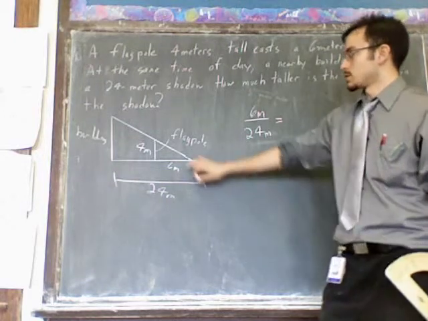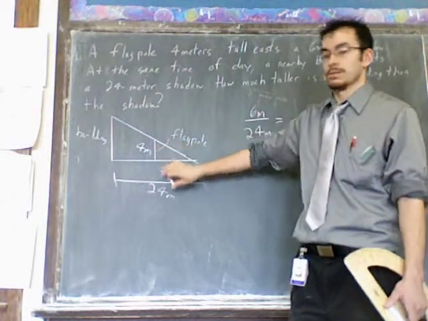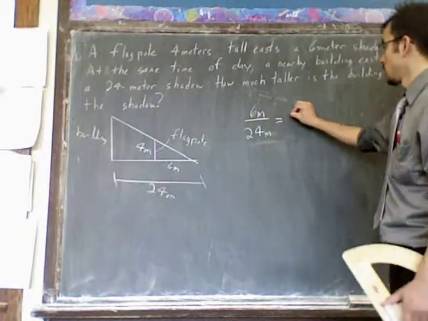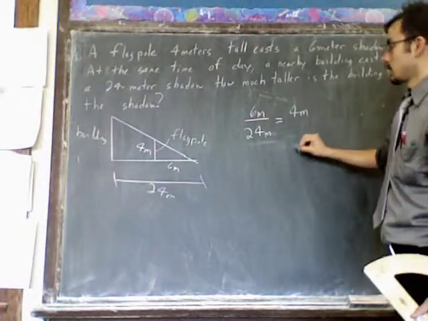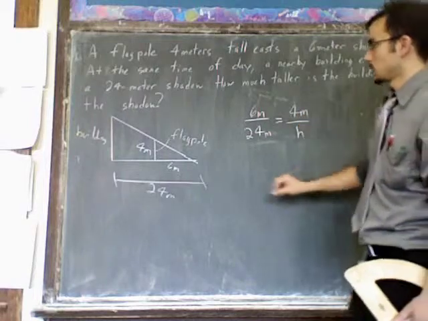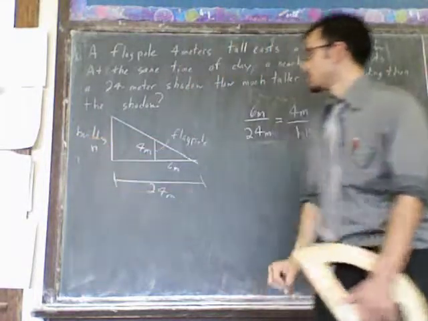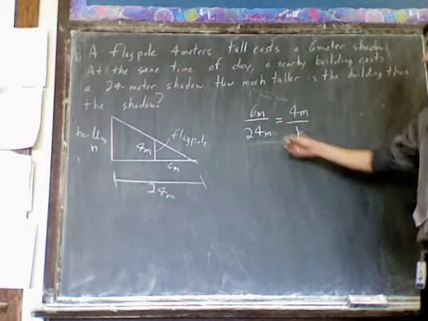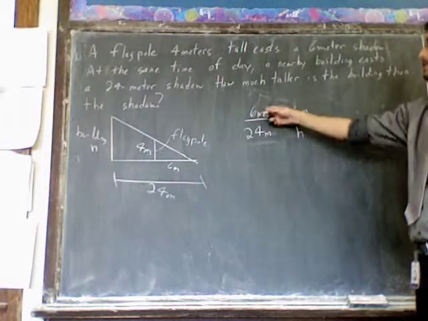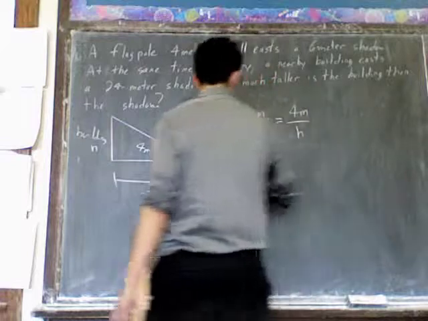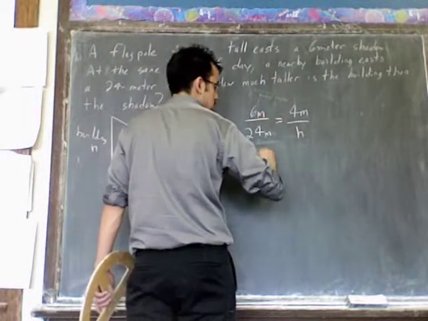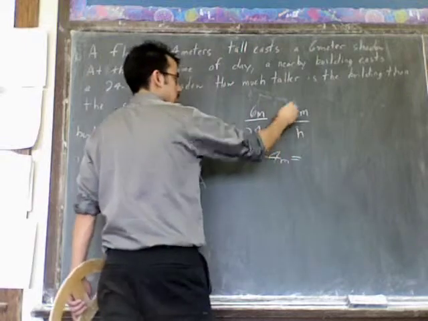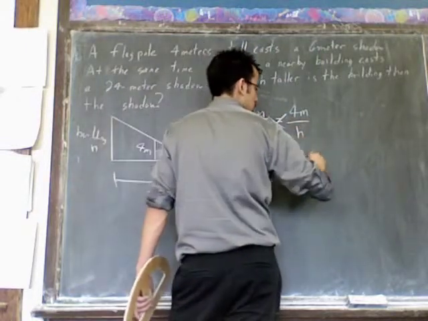And since we picked from this triangle first, we'll take another measurement from the small triangle. 4 meters should be related to the building's height. And since I don't know the building's height, I'm going to call it h. I'll put an h here. And once we've done that, we can cross multiply. And this will be easy to solve. 24 meters times 4 meters equals 6 meters times h. So let's write that out. 24 meters times 4 meters equals 6 meters times h.